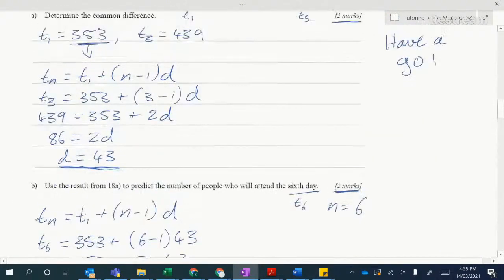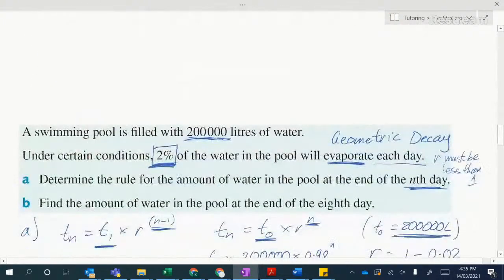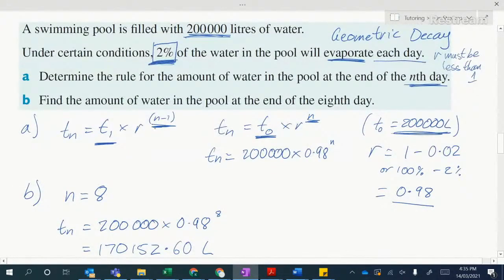Whereas if I go back up here, the first day was term 1. So it made sense to start at term 1 instead of term 0. And you can see the n minus 1 is still in here because I started at term 1 and not term 0. So that's the difference. If you start at term 1, do n minus 1. If you start at term 0, just do n.